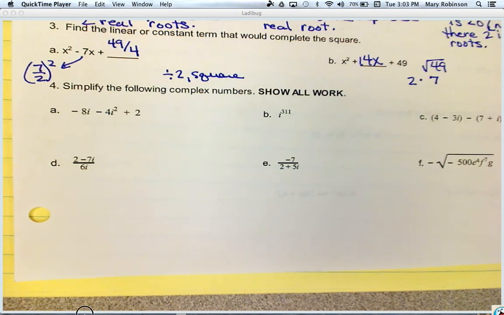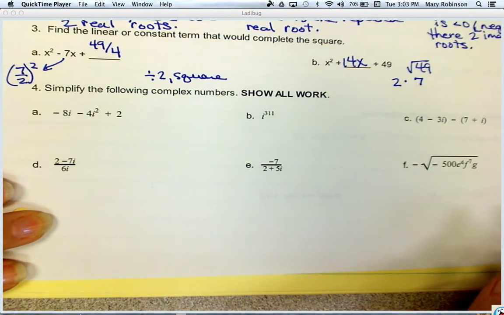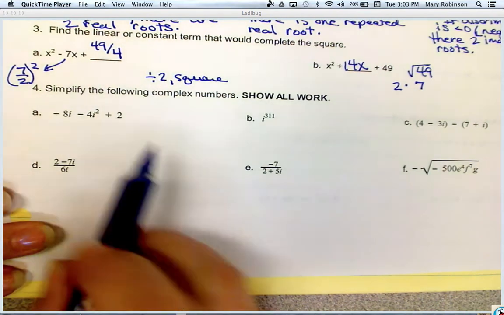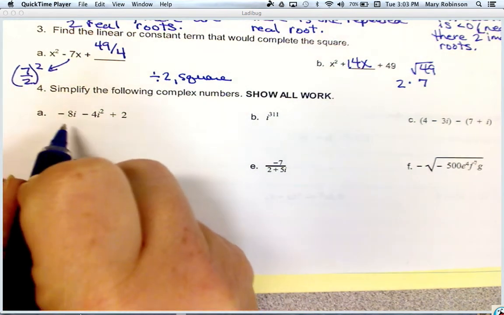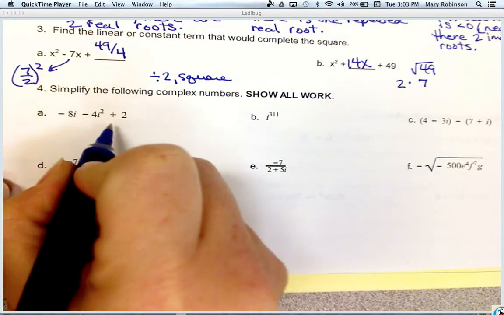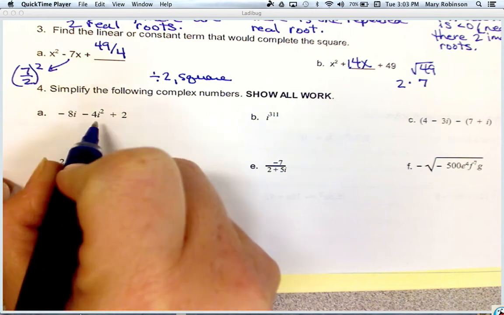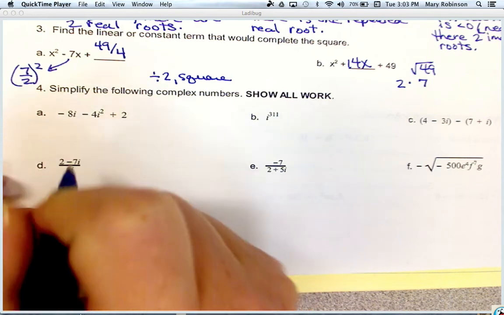Alright students, in this video I'll be covering problem number 4 from the test 2 review. This problem is all about imaginary numbers. You're asked to simplify the following complex numbers and make sure you show all your work. So if you take a look at A, what you should notice is that you've got basically a linear, a quadratic, and a constant term.